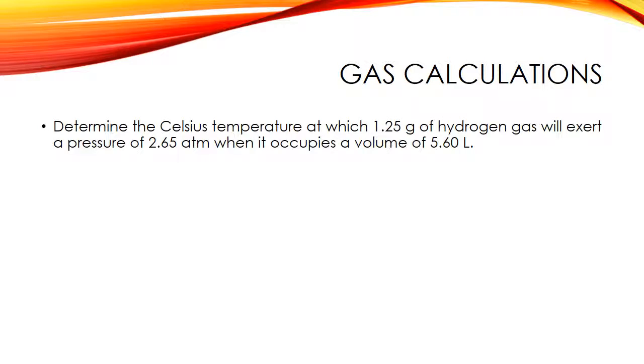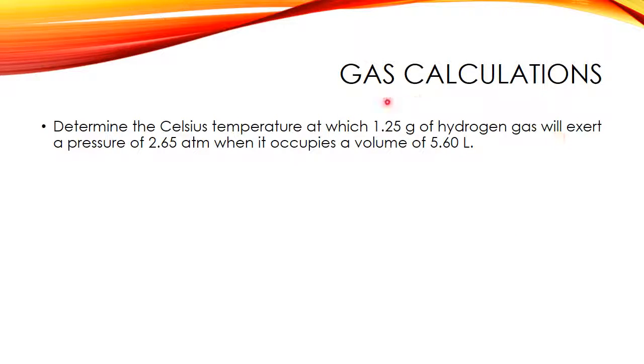Let's just go ahead and look at a problem here that deals with the ideal gas law. So here we're asked to determine the Celsius temperature at which 1.25 grams of hydrogen gas will exert a pressure of 2.65 atmospheres when it occupies a volume of 5.60 liters.